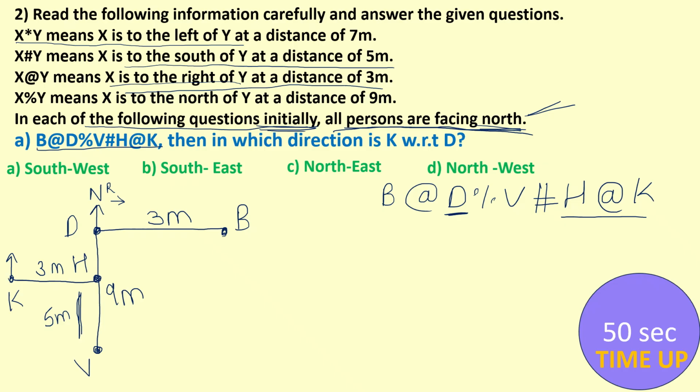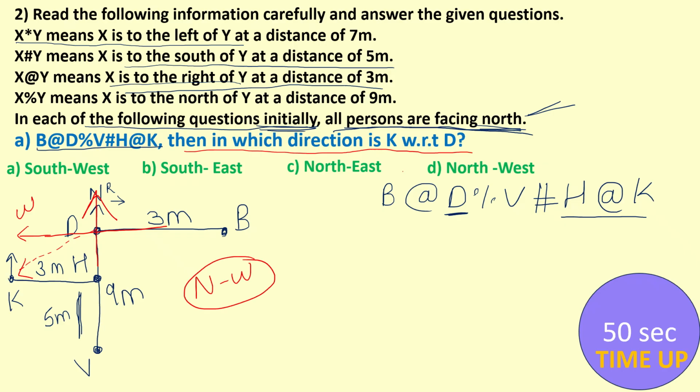Now what question have they asked? In which direction is K with respect to D? With respect to D, where is K? If this is north, then this will be your west, correct? So which is this direction? K is in the northwest direction. So D is the correct option. Northwest is the correct option.